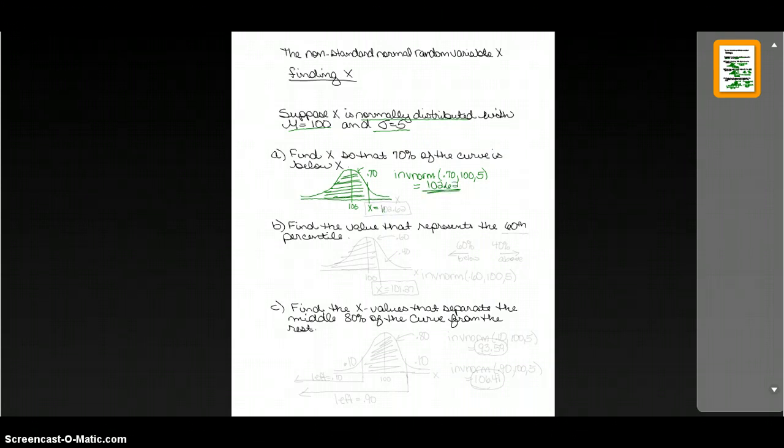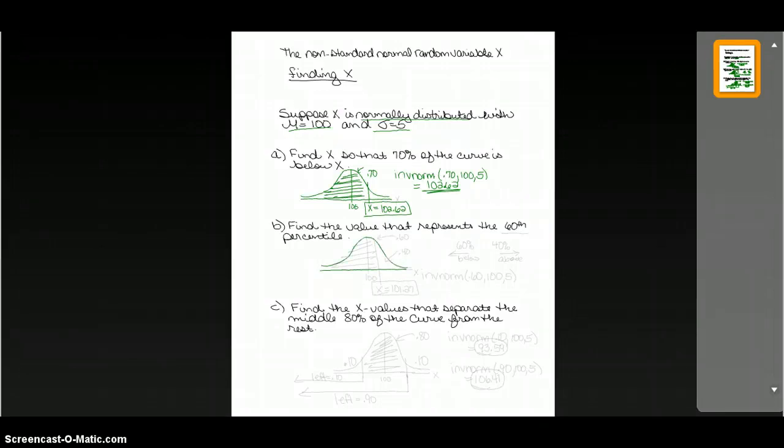And that is this value right here, 102.62. We could get the z-score, which is what we did earlier. We could get the z-score and then use that z-score to convert it to an x value. But the calculator does that for us, so we don't need to bother with that.